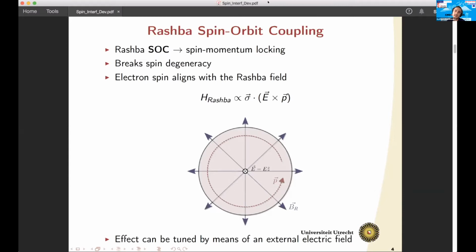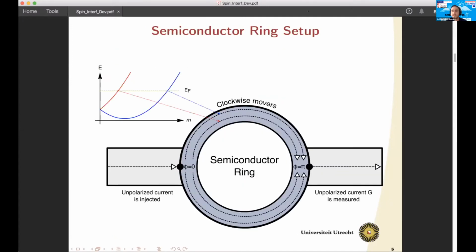electronic momentum. Now, for example, here we can see in the sketch, if we've got an electric field directed in the out-of-plane direction and an electron which is moving around in a circle in the plane, the electronic spin then tends to align radially with the Rashba field. Now, it's also interesting to use Rashba because to some extent this Rashba strength can be tuned by means of an external electric field.